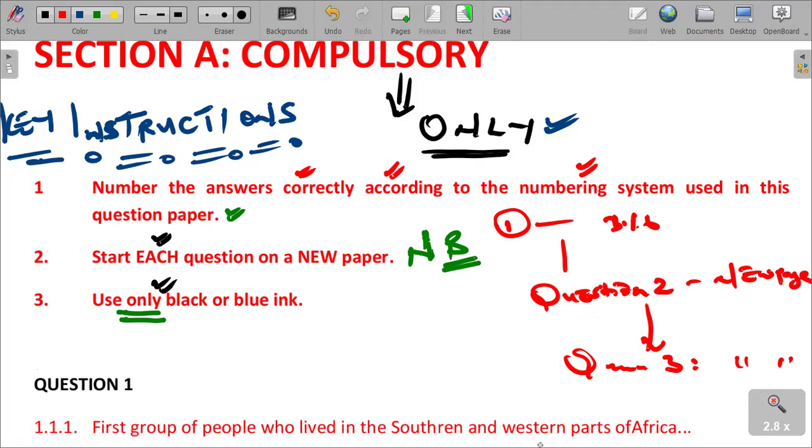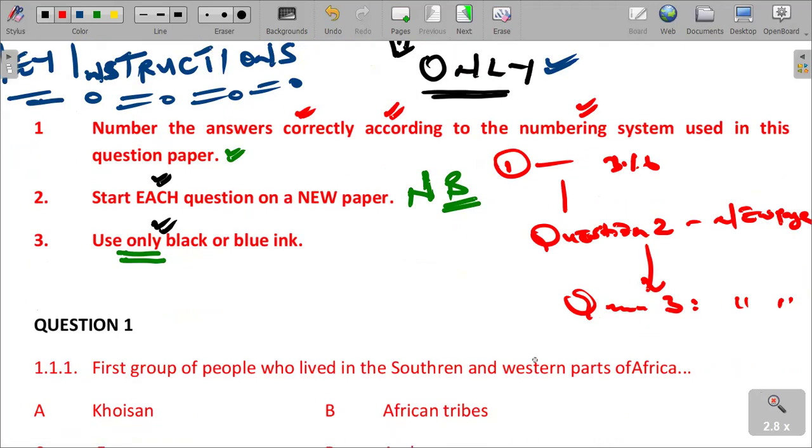Black and blue ink only is used. We need not to be forgetting about that. It must be known that we always use blue or black ink.